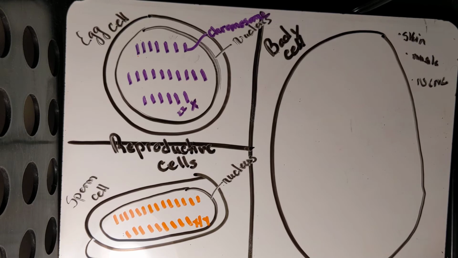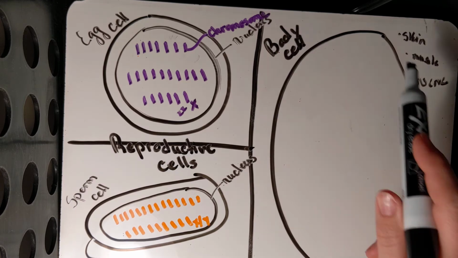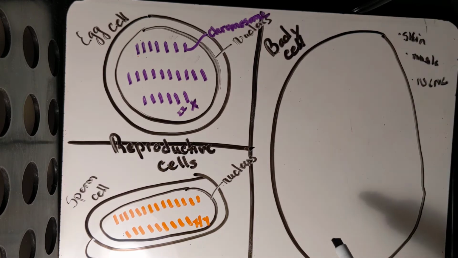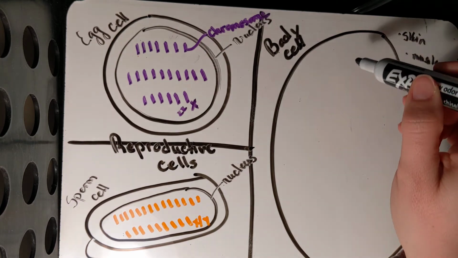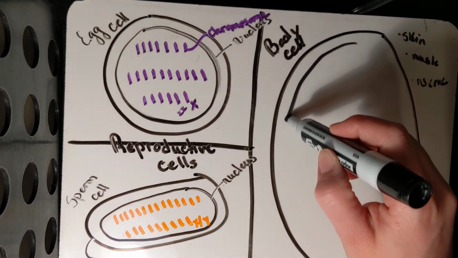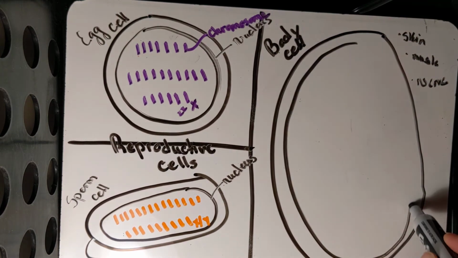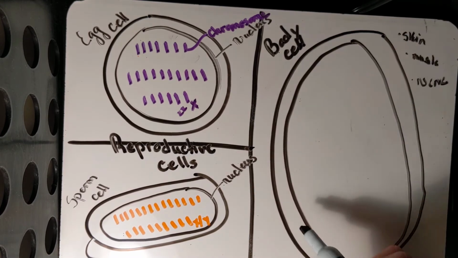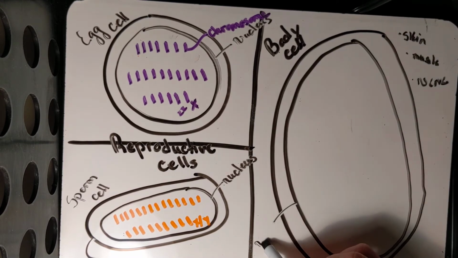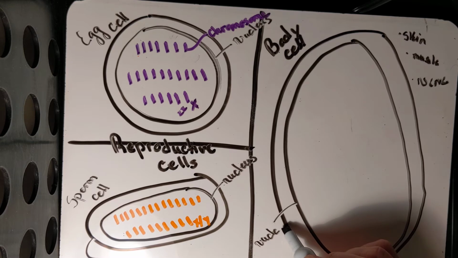They could be, I already said skin, muscle, nerve. They could be bone. They could be blood. So any of the different types of cells that we've already learned about, those are the types of cells we're talking about here. So those are our body cells. And our body cells also have a nucleus on the inside. So we're going to draw our big nucleus on the inside and label it nucleus.